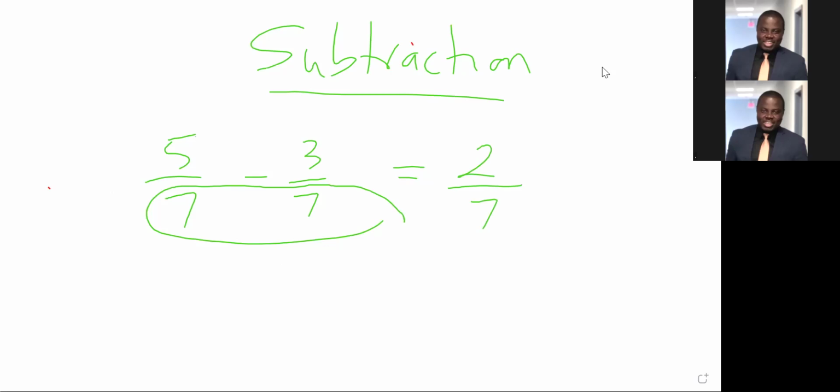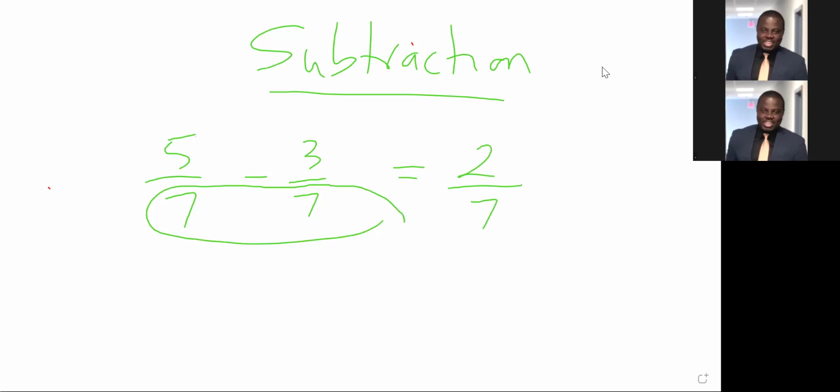So, addition, subtraction, common denominators, same thing. You're doing the same. Only that you've got to remember that when you're subtracting, you have to minus. When you're adding, you have to plus it. So that's it. All right, now let's move another step.